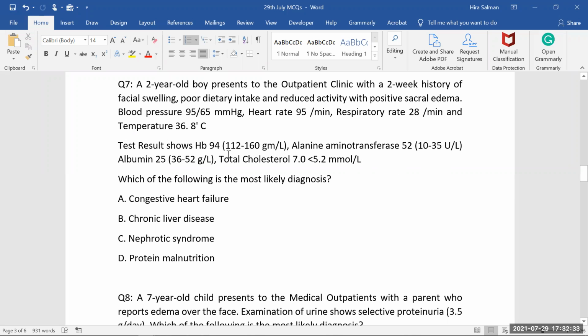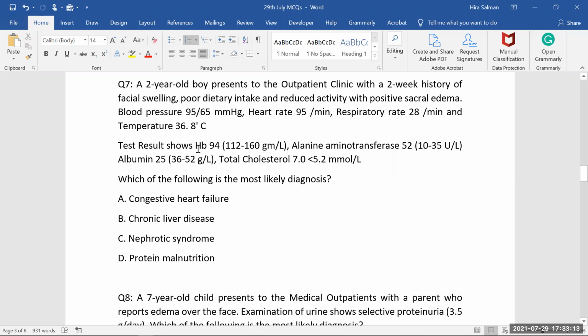Test results show low hemoglobin, 94. Alanine aminotransferase, you can see the LFTs, the liver enzymes, are increased, 52. Albumin is the main one that will give you a clue why the baby is presenting with swelling, with edema. Albumin is clearly very low, it's 25. Whenever albumin is low, whenever there is hypoproteinemia, always think there is something wrong in the kidney. Now total cholesterol is high. So hyperlipidemia associated with hypoproteinemia, associated with dysfunction in the body, like deranged LFTs.